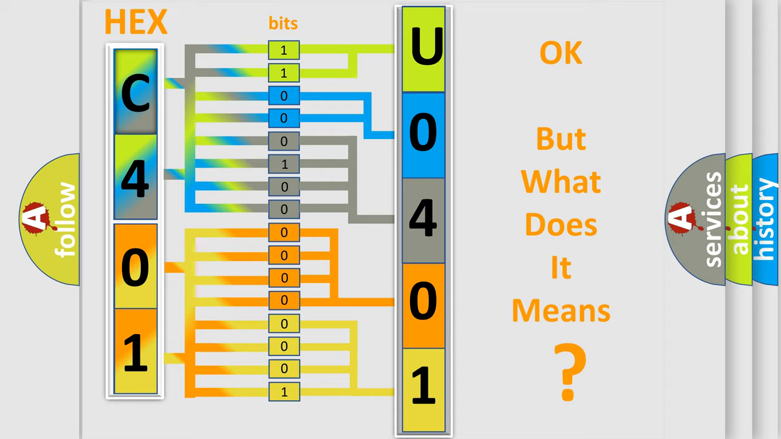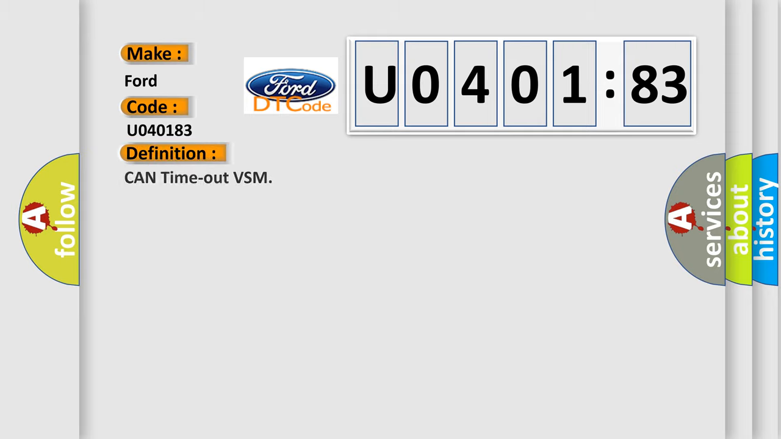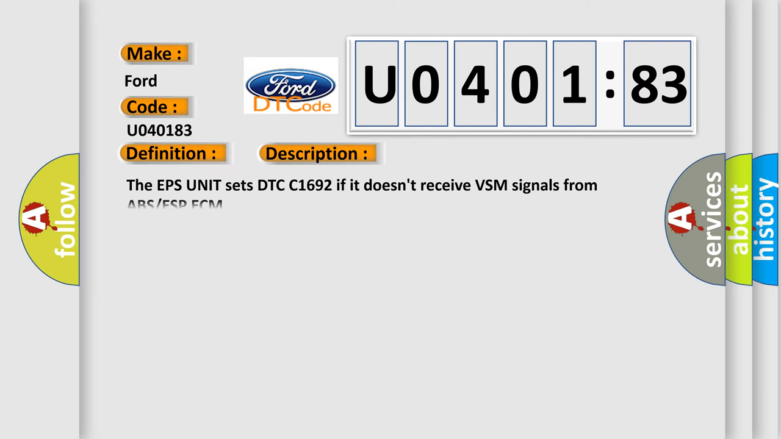The number itself does not make sense to us if we cannot assign information about what it actually expresses. So, what does the diagnostic trouble code U0401-83 specifically interpret for Infiniti vehicles? The basic definition is CAN timeout VSM. And now this is a short description of this DTC code. The EPS unit sets DTC C1692 if it doesn't receive VSM signals from the ABS ESP ECM.